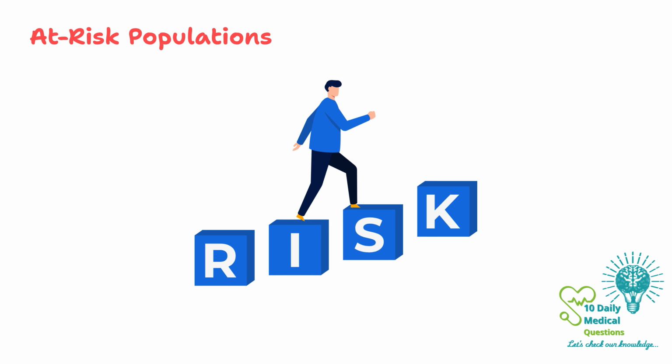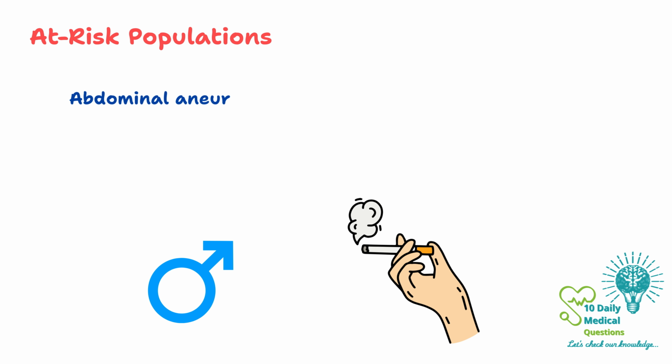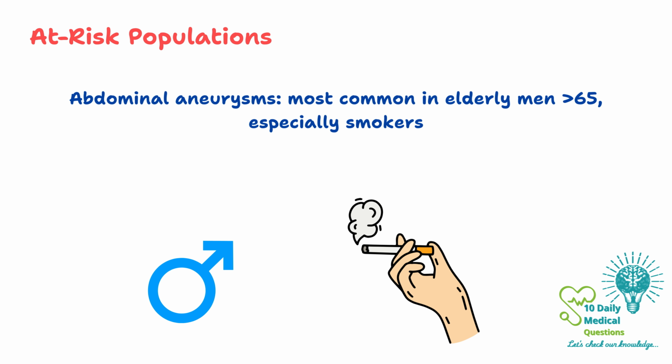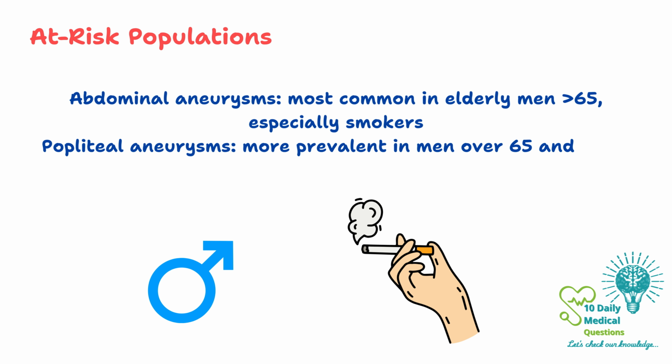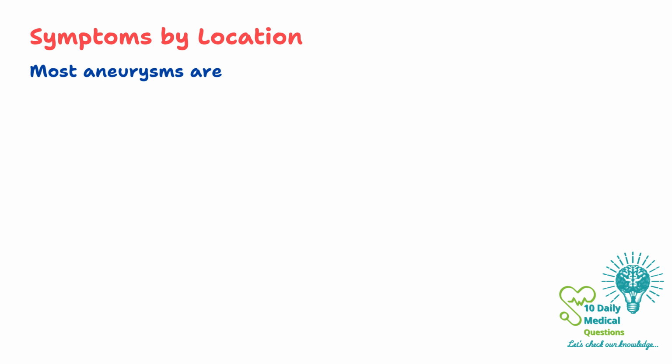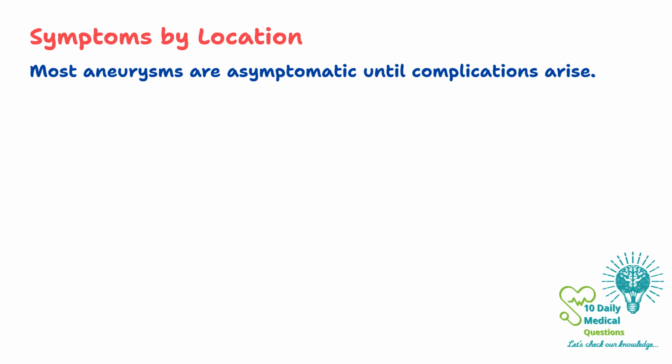At-risk populations: abdominal aneurysms are especially common in older men, typically over 65, particularly those with a history of smoking or hypertension. Popliteal aneurysms also occur more often in elderly men and are frequently bilateral. Symptoms by location: most aneurysms are silent until complications arise, but when symptoms do occur, they vary by location.